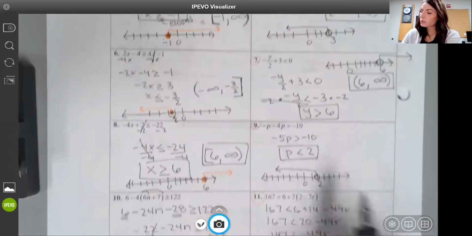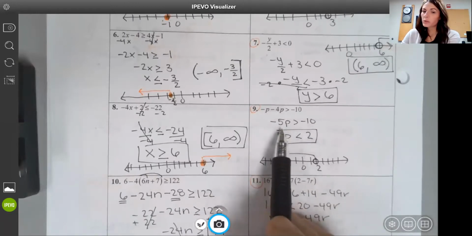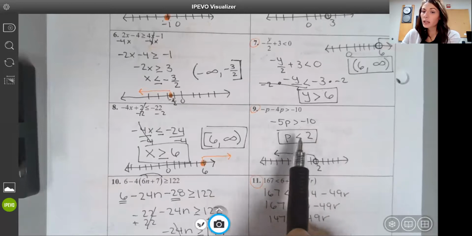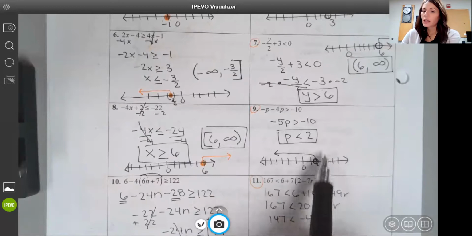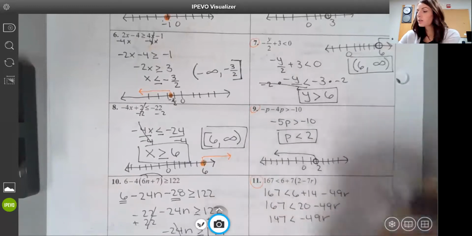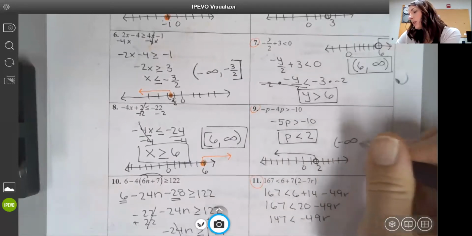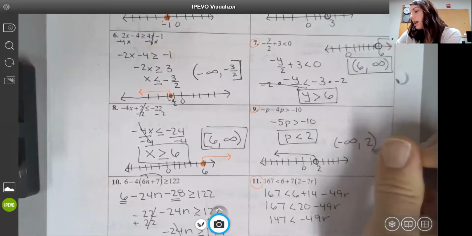On 9, combine like terms, you get negative 5p. Divide by negative 5. When I divide by a negative, I flip my sign. So make sure you're flipping signs on 7 and 9. That open circle going less than 2, interval notation would be from negative infinity up to 2, not including 2.